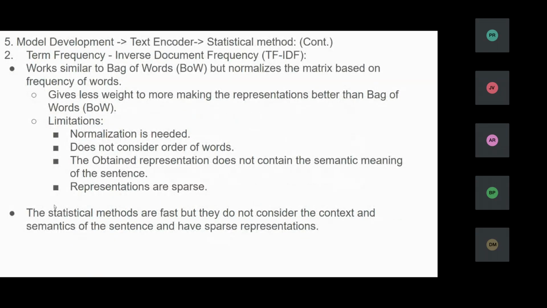So the second statistical method is term frequency-inverse document frequency, which works similar to the bag of words but normalizes the matrix based on the frequency of words. So term frequency-inverse document frequency gives less weight to more frequent words, making the representations better than the bag of words.